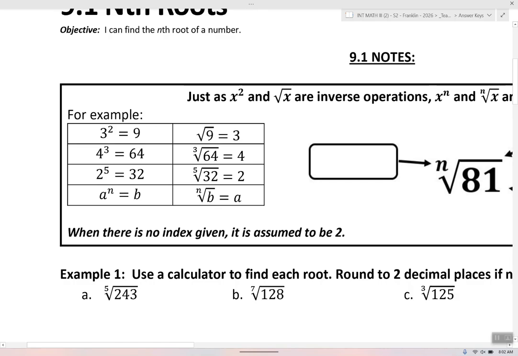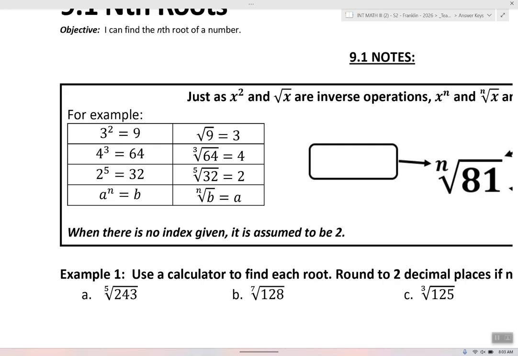So for example, 3 squared equals 9, right? So the square root of 9 is 3. Now we can go a little further. 4 to the third power is 64. 4 times 4 times 4. And so the third root of 64 is 4, because 3 4s multiply to 64. 2 to the fifth is 32. And so the fifth root of 32 is 2, because 5 2s multiplied together make 32.